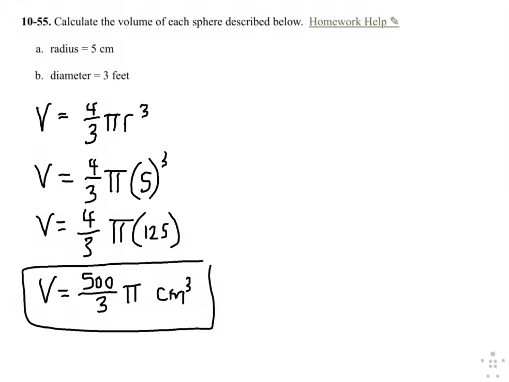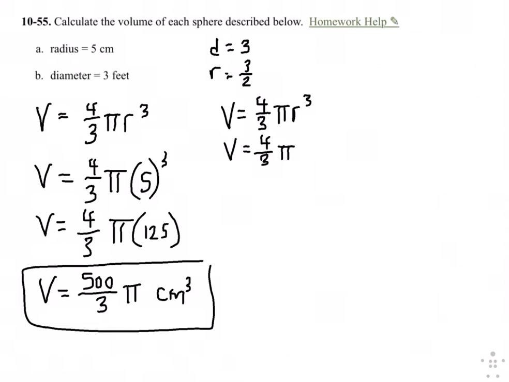For B, the diameter is 3 feet. Diameter equals 3, so the radius equals 3/2, right? So volume equals 4/3 pi r cubed. Always write the equation. Volume equals 4/3 pi. R is 3/2 cubed. Volume equals 4/3 pi. 3/2 cubed is 3 cubed, which is 27, over 2 cubed, which is 8, right?